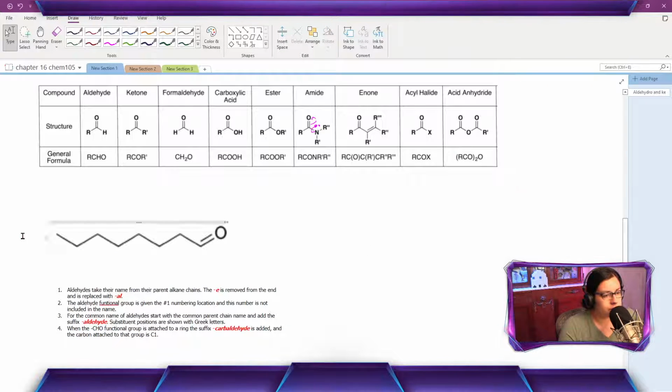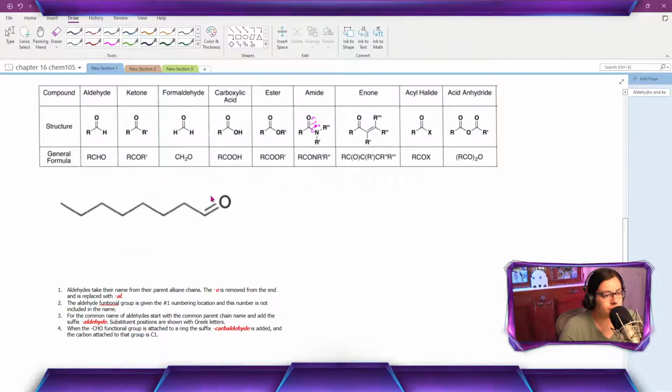And so, of course, carbonyls are found in nature. So this is octanal, and this is found in oranges.